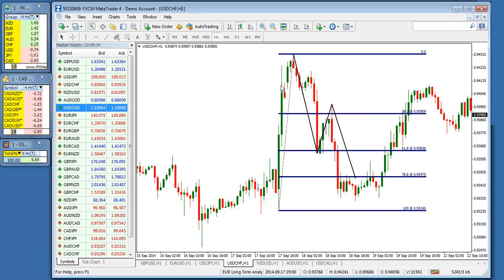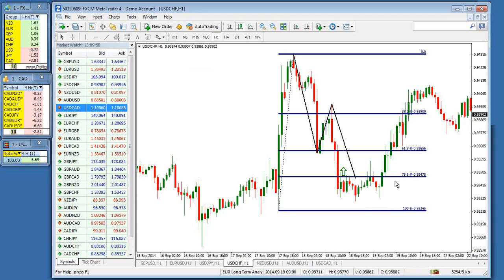So this is almost a perfectly formed Gartley because the A comes down to 61.8%, the end of A, the start of B. The B comes up and ends between 38.2 and 88.6 of A. And then the C comes down here to hit the 78.6 level.